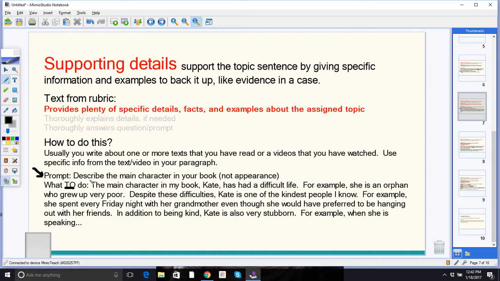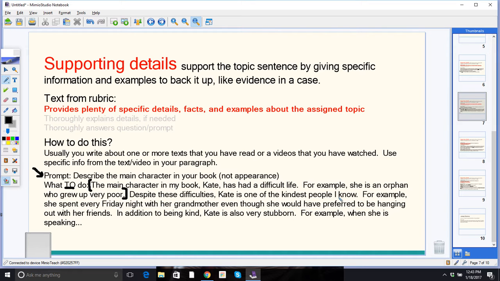So let's analyze this response now. It starts with background information about Kate. She's had a difficult life. She's an orphan who grew up very poor. Then there's a nice transition from the background information about her difficulties to this writer's answer to the question. She's one of the kindest people I know.